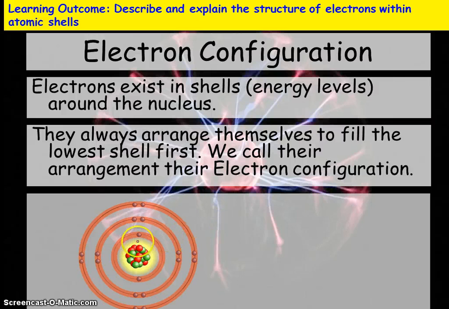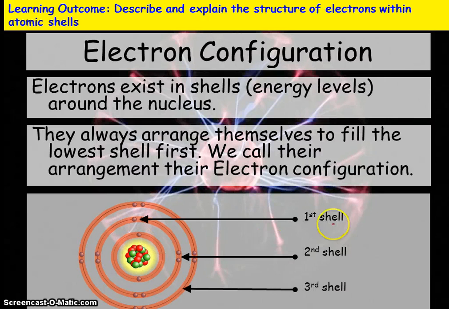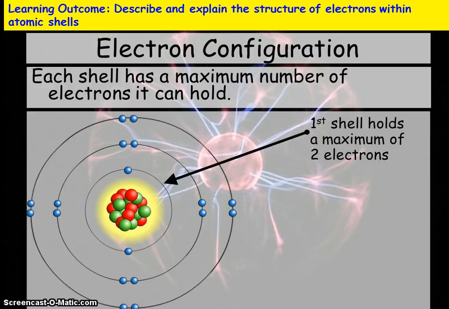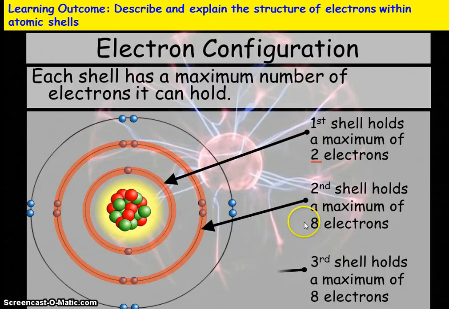And they always fill the lowest shell up first. So in your exams you can be asked to go up to the 4th shell, because you're only going to deal with the first 20 elements. The first shell can hold a maximum of 2 electrons. After that, each shell can hold a maximum of 8 electrons.